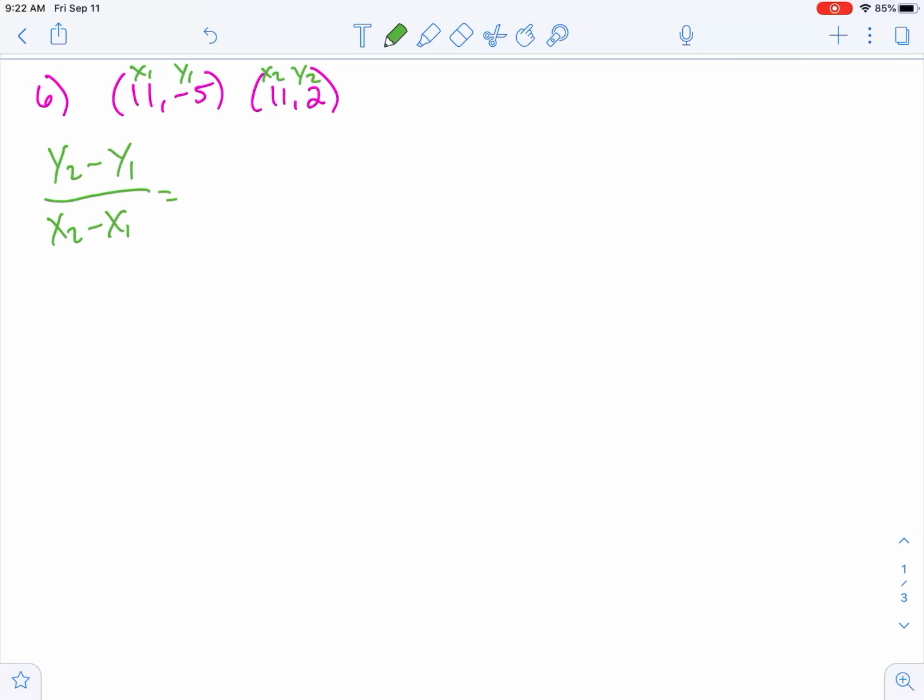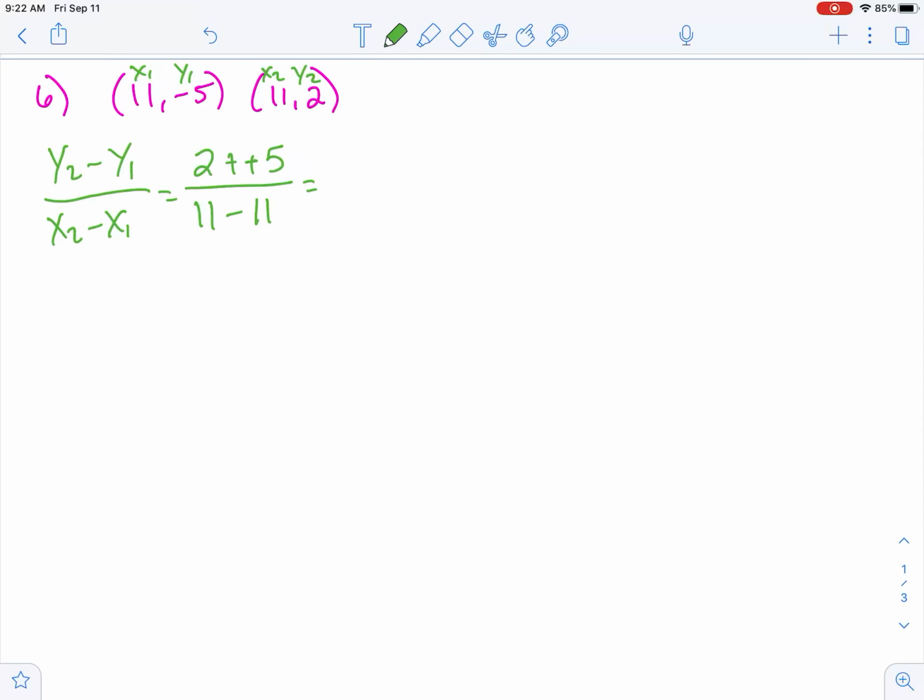All right, let's do a couple more that are a little bit different. So the next one that I'm going to give you looks like this. 11, -5, and 11, 2. Okay, so I'm going to do it with my equation. If you want to do it with your table, you're more than welcome to. So I'm going to do x1, y1, x2, y2. I know my slope is y2 minus y1 over x2 minus x1. So we have 2 minus -5 over 11 minus 11.